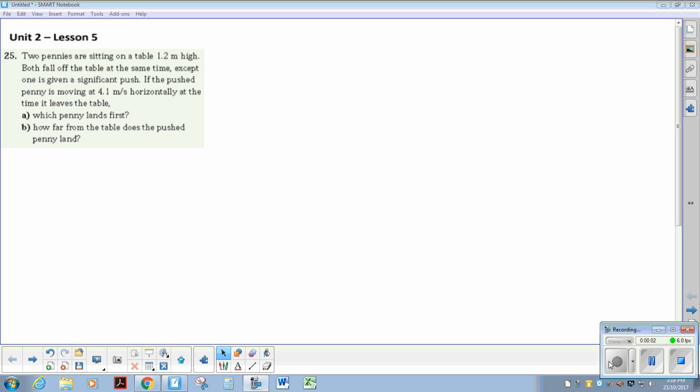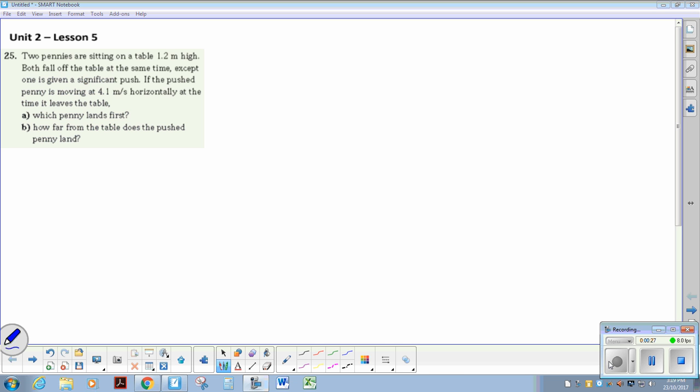All right, I've had a question in Unit 2, Lesson 5, about question number 25. So we have two pennies that are sitting on a table 1.2 meters high. Both fall off the table at the same time, except one is given a significant push. If the pushed penny is moving at 4.1 meters per second horizontally at the time it leaves the table, A, which one lands first? And B, how far from the table does the pushed penny land?